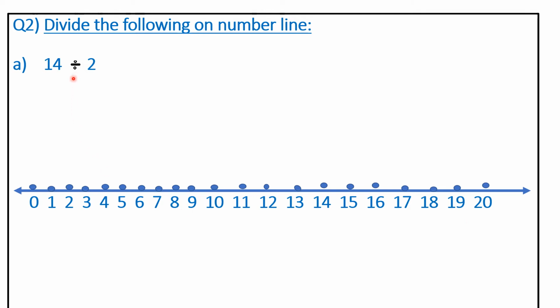Now children, you have to start from 0, and we will jump 2 steps on the number line. Okay, start from 0, and you have to jump 2 steps until you reach this 14. You have to reach 14. So let's start from 0. So when we jump from 0, 2 steps, we will reach, yes, 2.